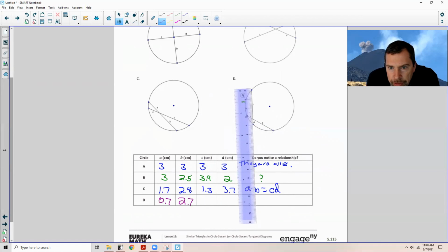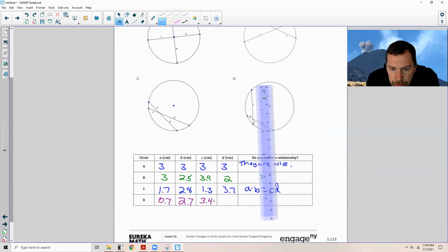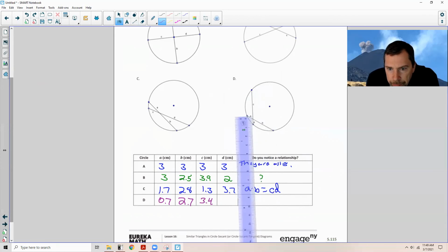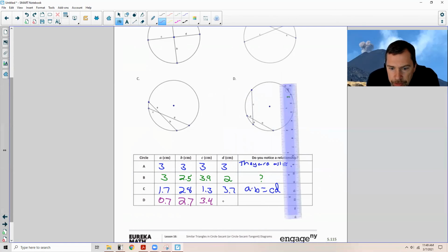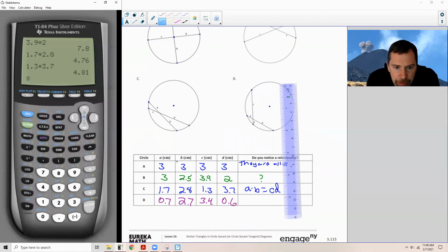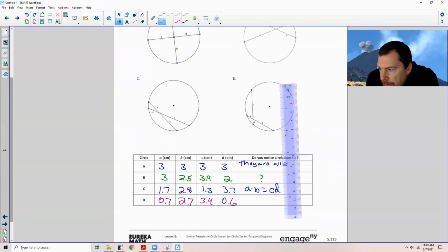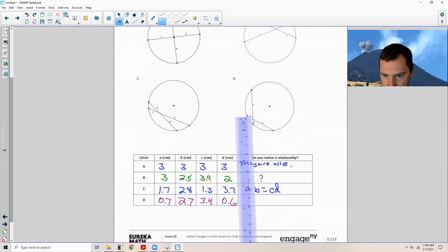All right. And then I'm going to shift this, rotate it. That looks about right there. Bring that up. And it's 3.4 here. And then measure D and we're done. D looks like 0.6. So if I get my calculator out and check, see what A times B is, it will be 0.7 times 2.7. And that gives me 1.89. 3.4 times 0.6 gives me 2.04. Let me just double check those measurements. Yeah, that looks like 0.6.